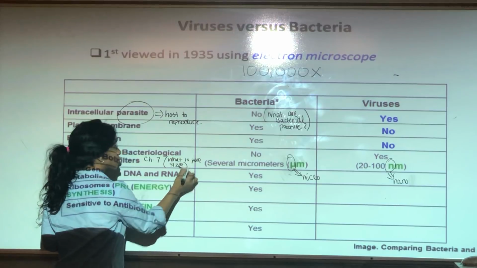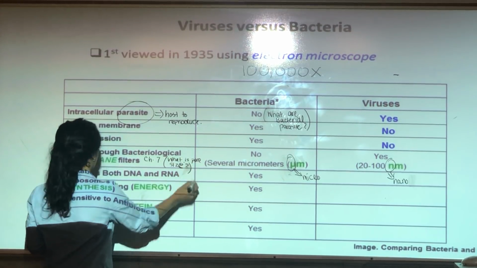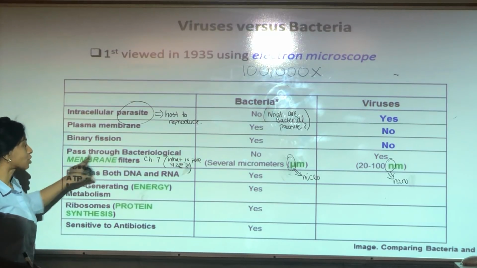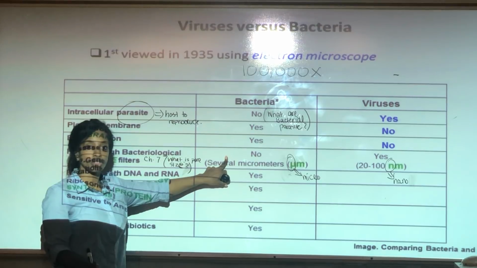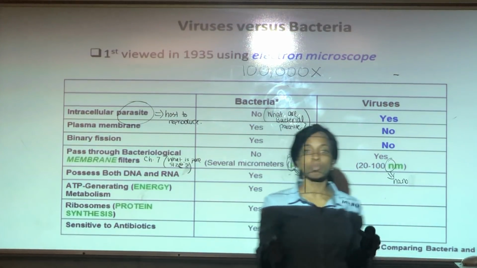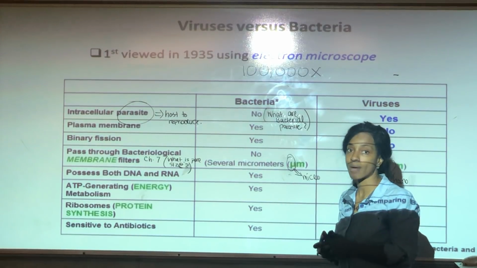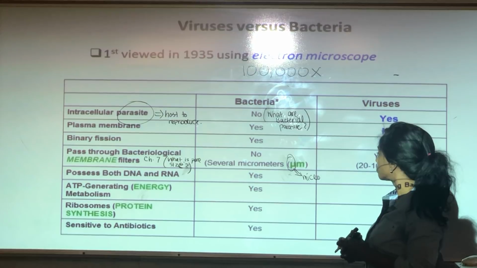What is the pore size of these filters? Viruses pass through the bacteriological membrane filters. Bacteria can't pass through the filters because of the pore size, but our viruses can. So what is the pore size? You need to go back. I'll have a question for you on your handouts in class.